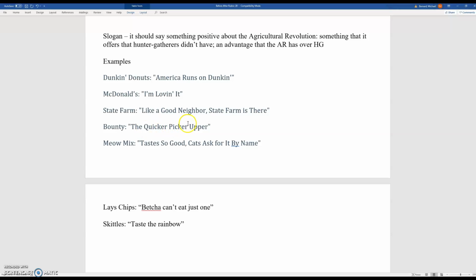Bounty, the quicker picker upper. I love this one because it states a positive thing about Bounty. It absorbs liquids better than any other paper towel, and it's got that phraseology, I guess you'd say, that really works. Quicker picker upper. It's a catchy phrase, and it says something positive about the paper towel.